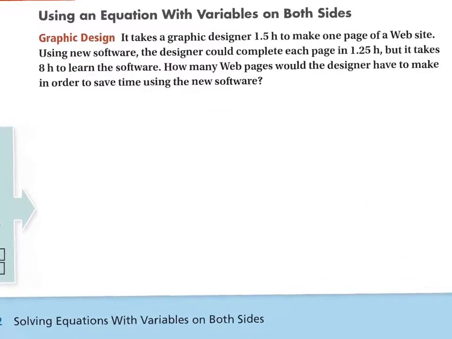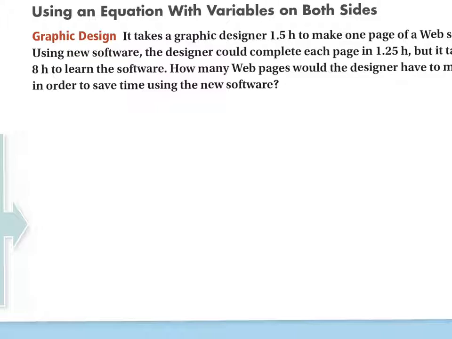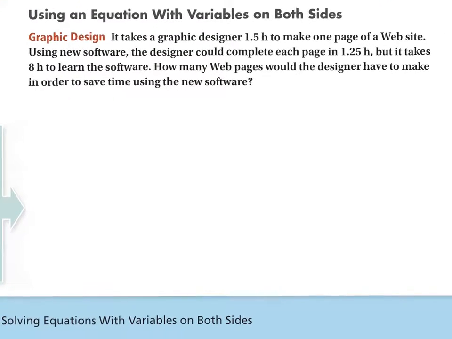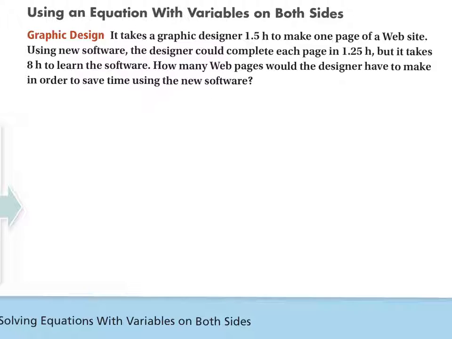Next thing they give us is a word problem. We talked yesterday about word problems. Word problems are mostly about taking a situation and rewriting that situation in algebra terms. Okay? In this particular problem, it says it takes a graphic designer 1.5 hours to make one page of a website. Using the new software, the designer could complete each page in 1.25 hours, but it takes 8 hours to learn the software. How many web pages would the designer have to make in order to save time using the new software? All right.